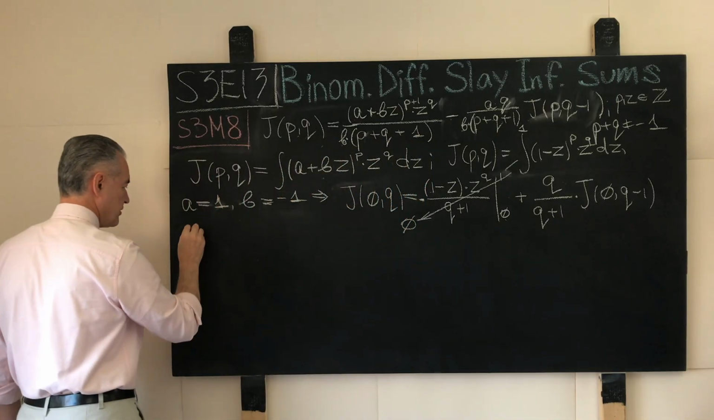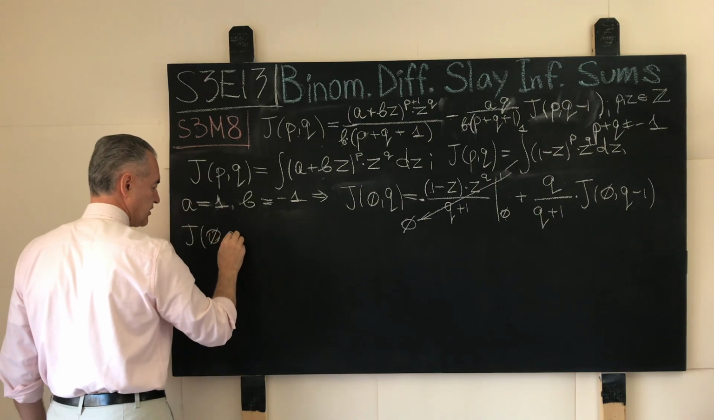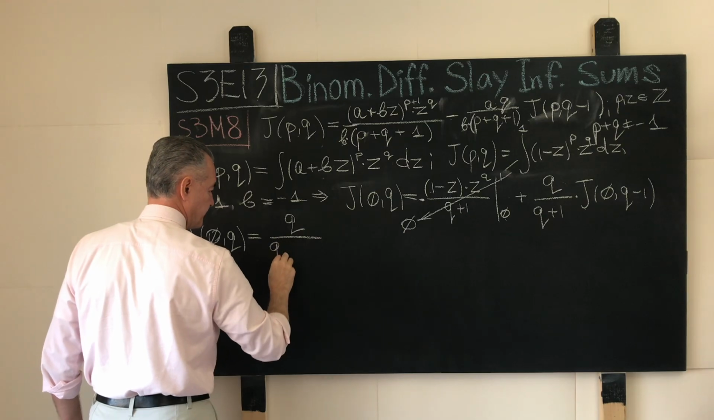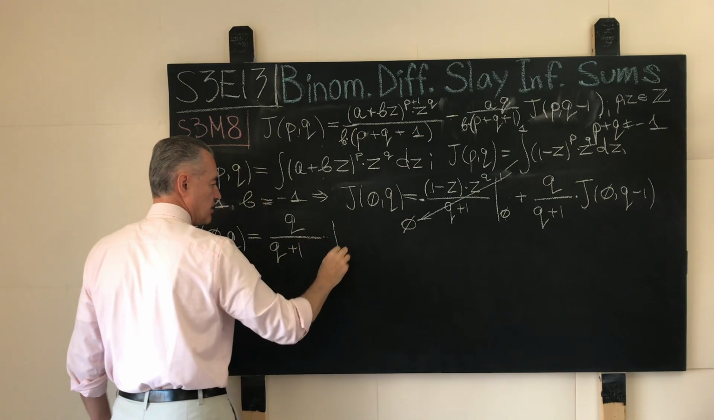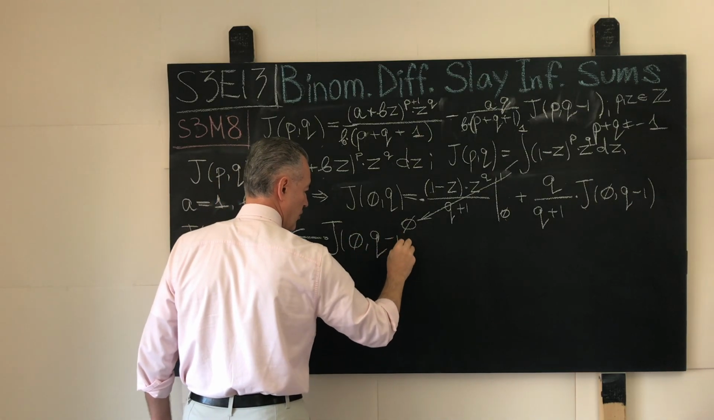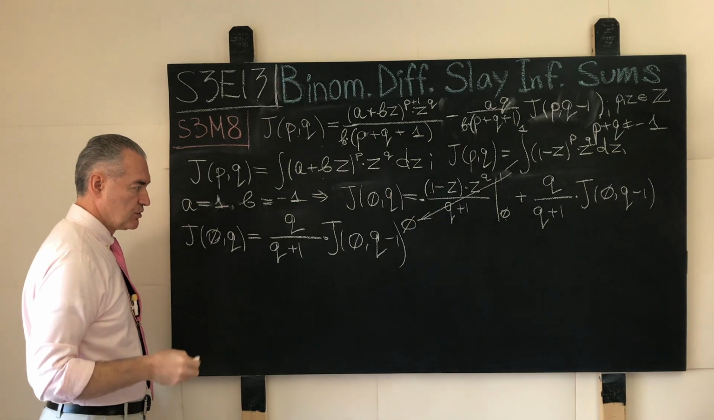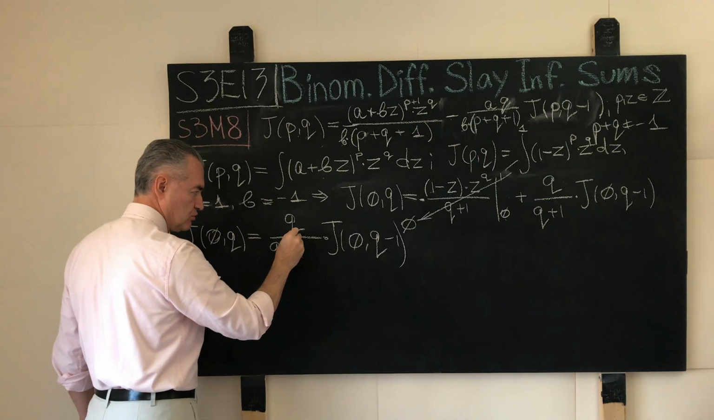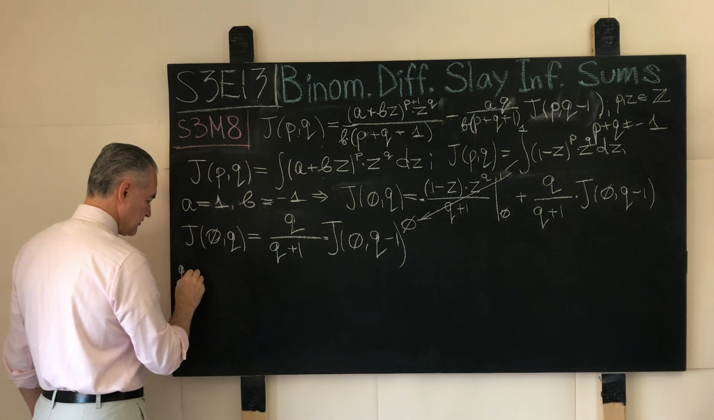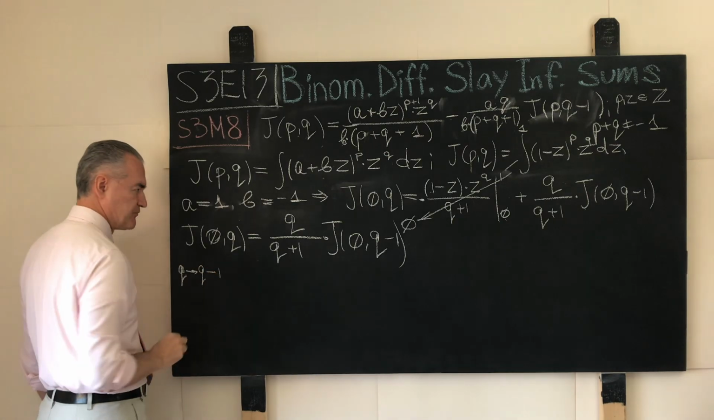So let's write down this result in a nice way over here separately so we understand what is going on. q over q plus 1 times j of 0, q minus 1. And what do we do over here now? Well, we do the same thing. We run down q by 1 unit, by negative 1, by replacing it as follows. q in each iteration is replaced with q minus 1.